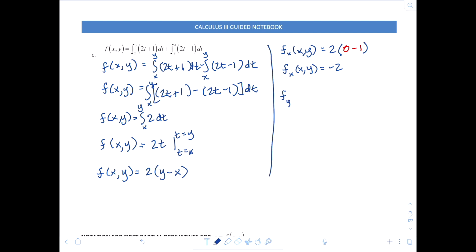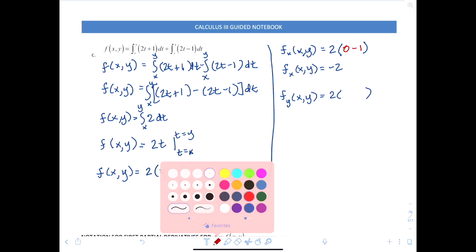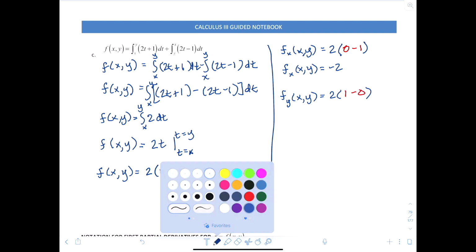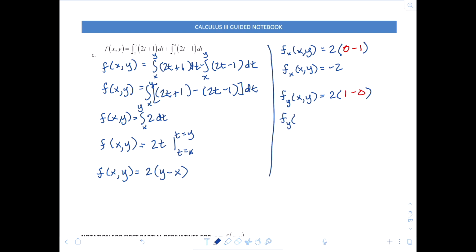Well, fy of x and y will be 2 times, good, the derivative of y with respect to y will just be 1, and then the x will zero out because we'll be treating that as a constant. So the first partial derivative of f of x and y with respect to y is just 2. Cool, cool? All right.